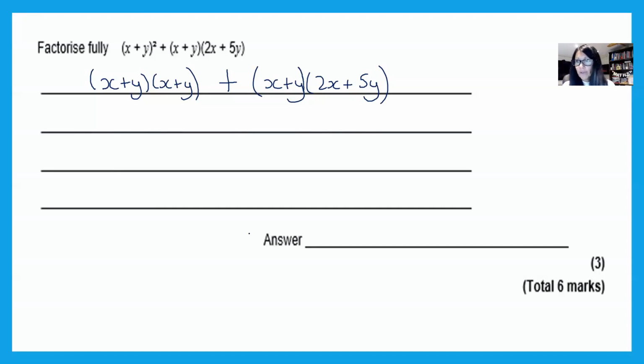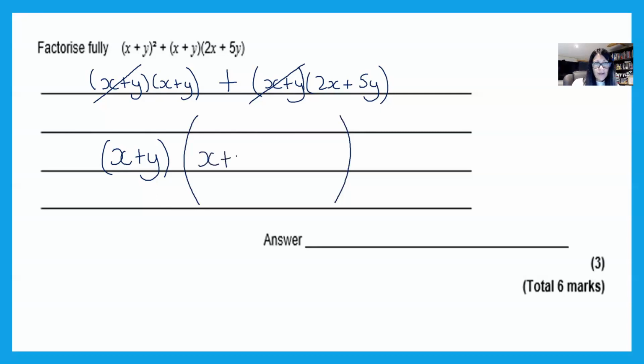Okay, right. Now think about it. Is there a common factor, common expression, common bracket to both of these expressions? Yes, there is. X plus y is common to both. So I'm going to write that here. So when you're factorizing normally, that goes in front of your bracket, and then everything else goes inside my bracket. So I've got an x plus y left, and I've got a 2x plus 5y left over here. And now I can just simplify.